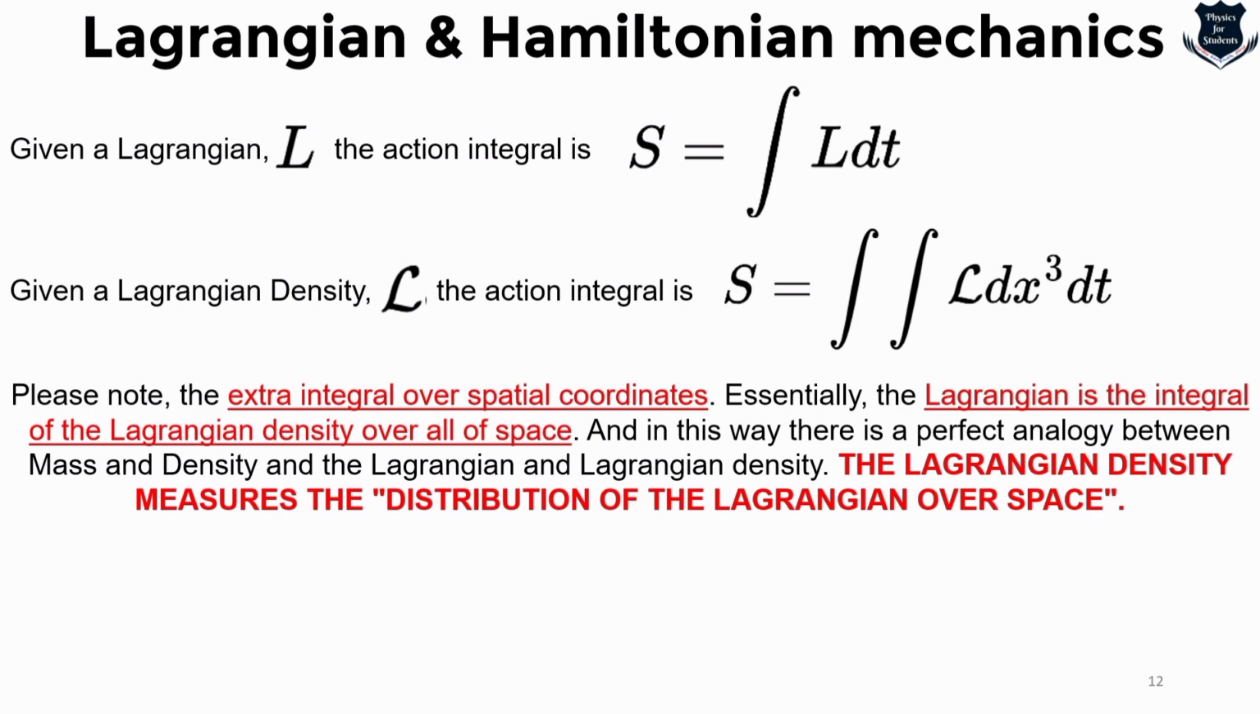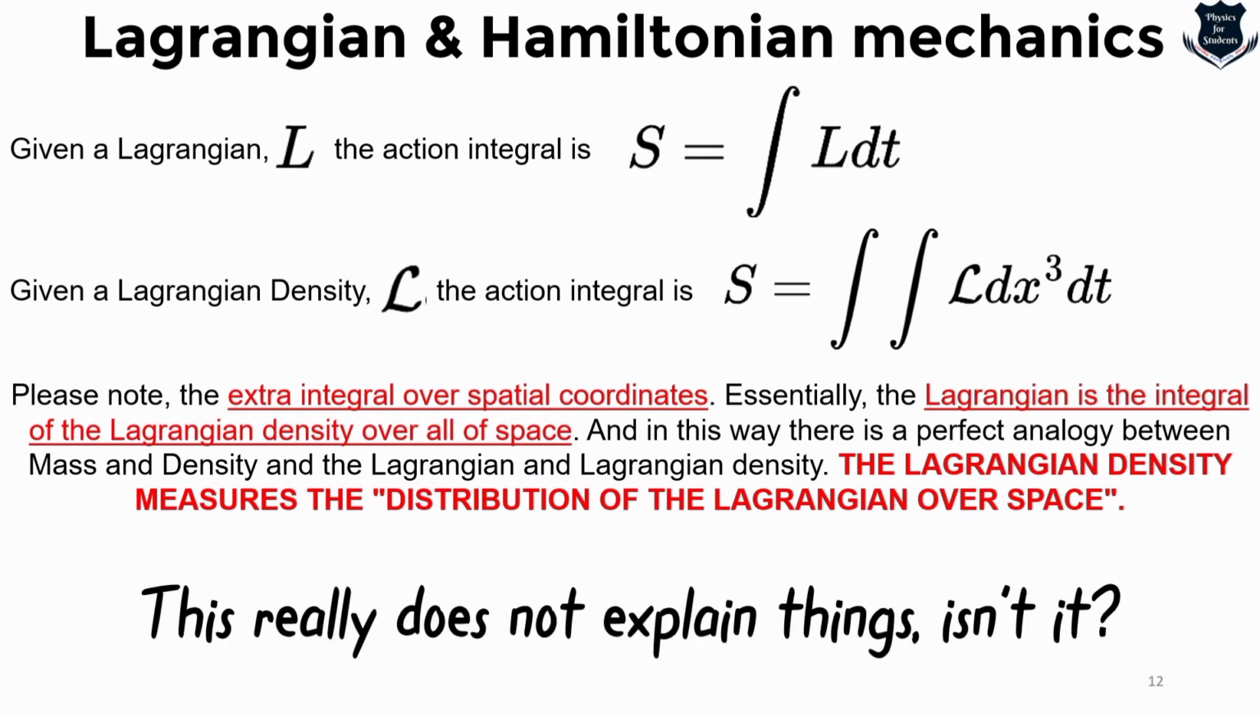That's it, nothing else. In this way, there is a perfect analogy between mass and density. The Lagrangian density measures the distribution of the Lagrangian over space. So it is the same Lagrangian, but it is now spread over space. So we take the Lagrangian density over a space. But I think that this is not quite clear, isn't it? We need a little bit more explanation. Let us look into the next part of our video.